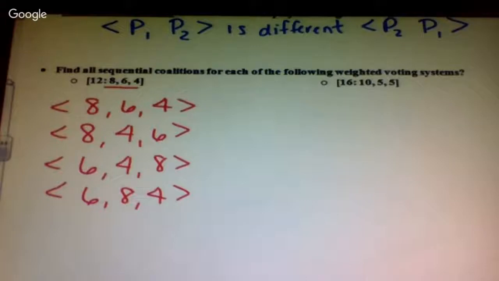Okay, so she said order matters. First she starts off with the 8, then she starts with the 6, then next she starts with the 4. You need to come up with all of your different coalitions. Okay, order matters. So what's the total of 8, 6, and 4? 18. What's the total of this? 18. These are all 18s. These are all different ways to order them and still get your same total.